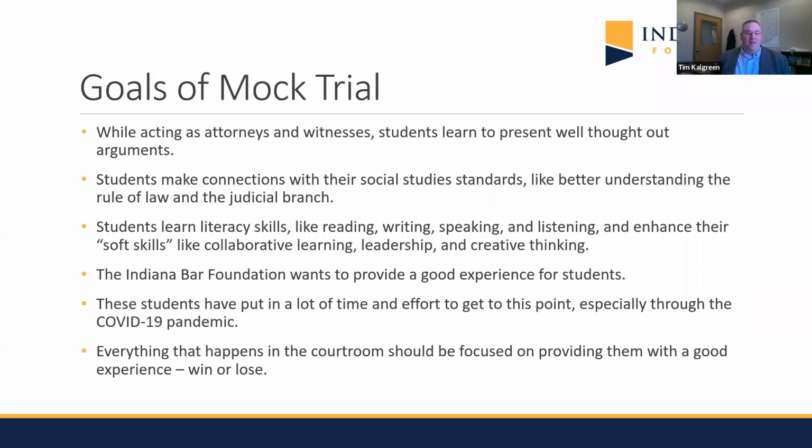So the bottom line is the Indiana Bar Foundation wants to provide a good experience for these students. And everything that they've gone through with COVID, they've put a lot of time and effort to get to this point. So making sure it's a good experience is important. So win or lose, everything that happens in the courtroom should focus on making sure that they have this good experience.